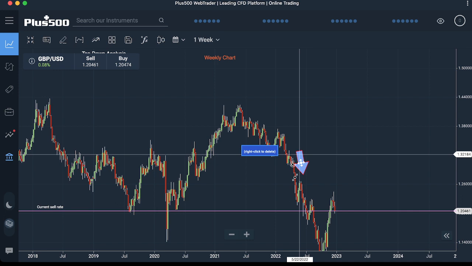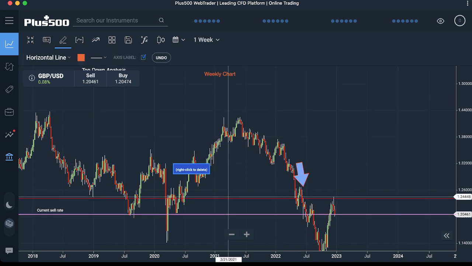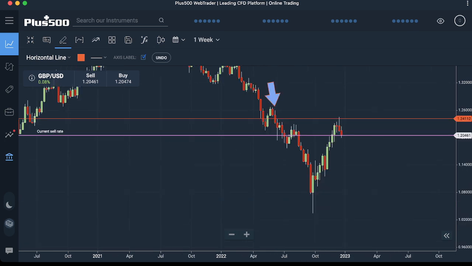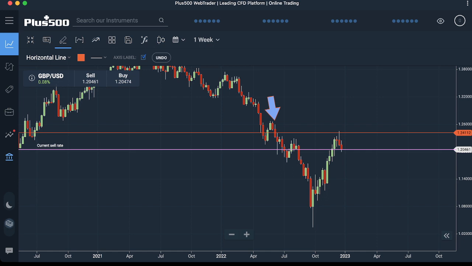Let me just zoom in to make it clear for you how the price action manipulated those sellers, and now price came up. It came inside this fair value gap by weekly, the orange line, and inside this fair value gap we can see the reaction.